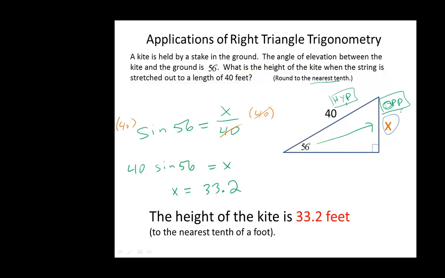The height of the kite is 33.2 feet. And that's to the nearest tenth of a foot.